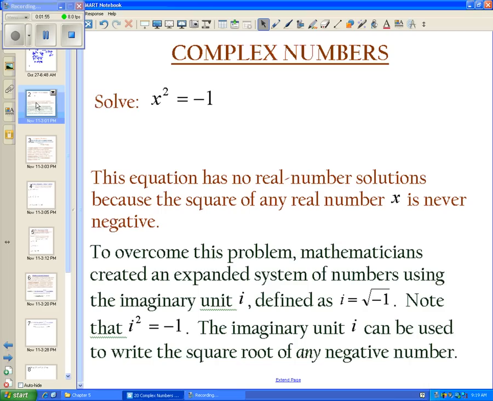However, to overcome this problem, mathematicians created an expanded number system, or a system of numbers, using the imaginary unit i, defined as i equals the square root of negative 1. It's weird, it's odd, it stands for imaginary, but the idea is, what if I could have a square root of a negative number? What would it look like? And we're using the letter i to stand for that. Note that i squared is equal to negative 1. The imaginary unit i can be used to write the square root of any negative number.